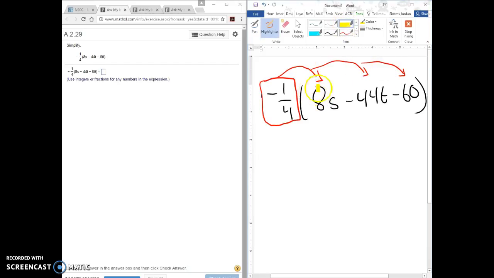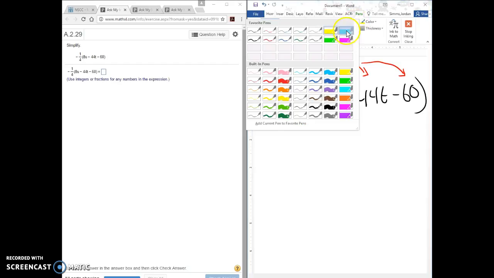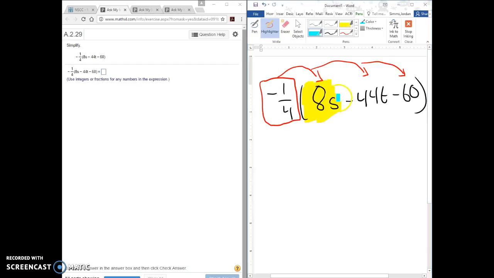Now when I'm talking about a term, it's a coefficient and a variable separated from another coefficient and a variable by an addition or a subtraction sign. So that's very important. Here's our first term, 8s. Our second term is minus 44t. And then our third term is minus 60.